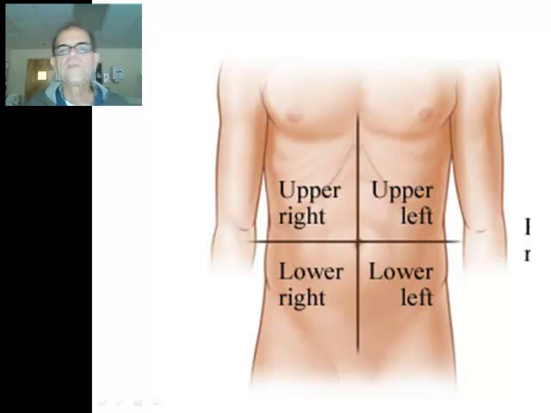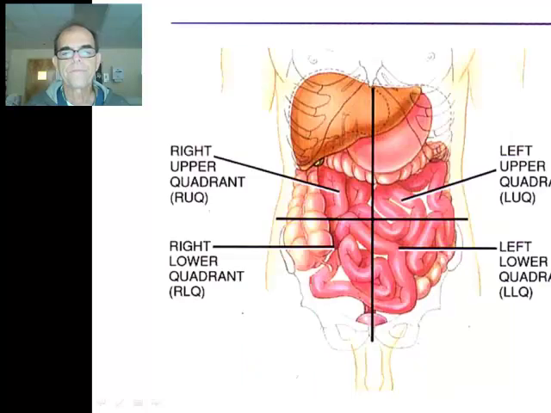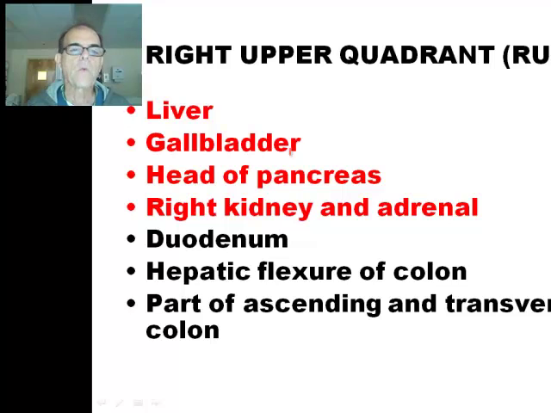This is the other division of the abdomen that is very easy to understand. Right upper, left lower, and right lower. You can see that the organs in each quadrant are more than in the other division of the abdomen. In the right upper quadrant we have liver, gallbladder, the head of the pancreas, the right kidney and adrenal, but the duodenum, the hepatic flexure of the colon, and the ascending and transverse colon are not good for ultrasound.